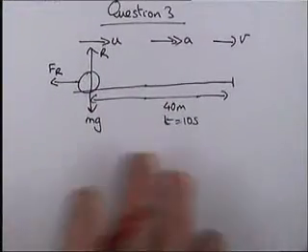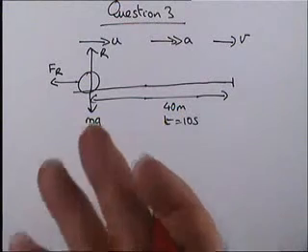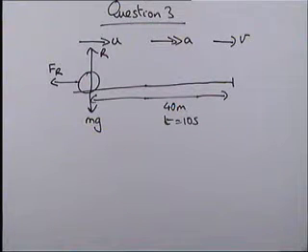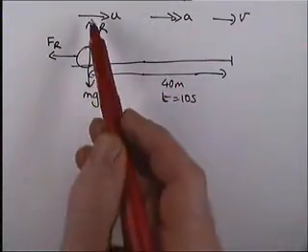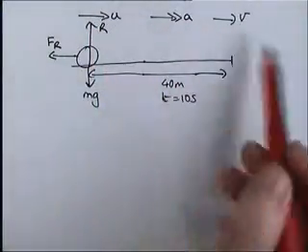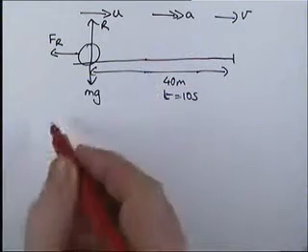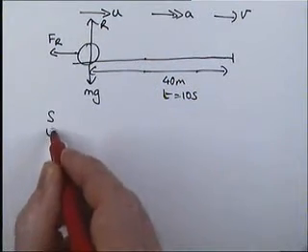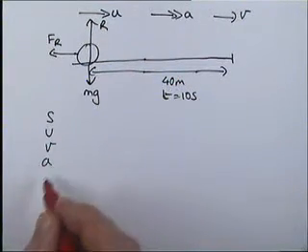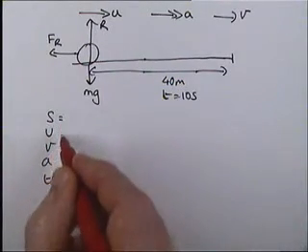Now, a lot of students will look at this and say, well, the question's wrong, we don't know the weight of it, we don't know the mass of it, so we're just going to have to work with that and see what happens. So the first thing I'm going to do is work out the acceleration using my SUVAT equations. S, U, V, A, and T.